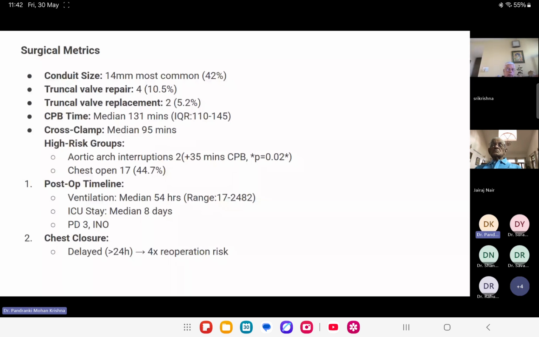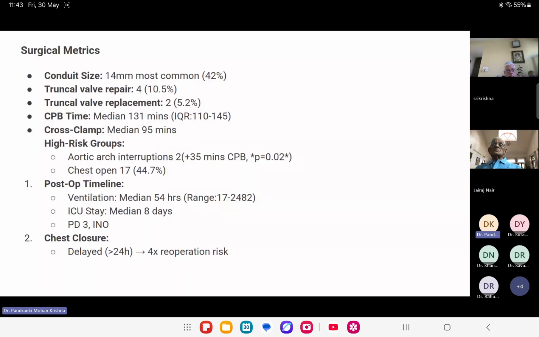That means in these 38 cases, there are 2 aortic arch interruption cases, which had higher CPB time as usual. Most of the patients will go chest open, almost 45%, that is 17 cases, with delayed chest closure after 24 to 48 hours. Post-op timeline: ventilation median of 54 hours, around 3 days, and ICU stay median of 8 days.